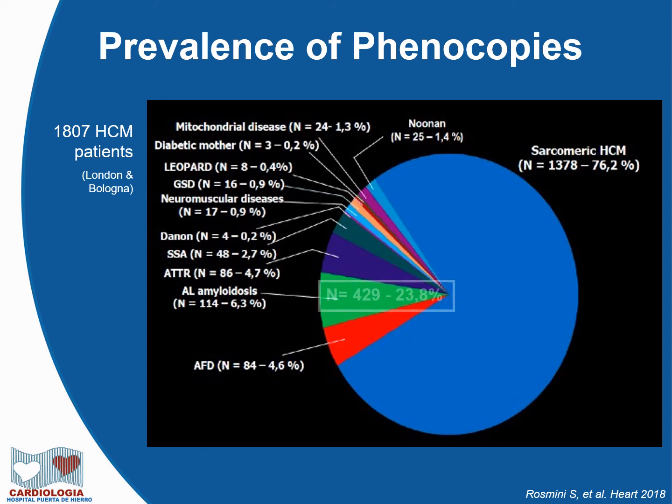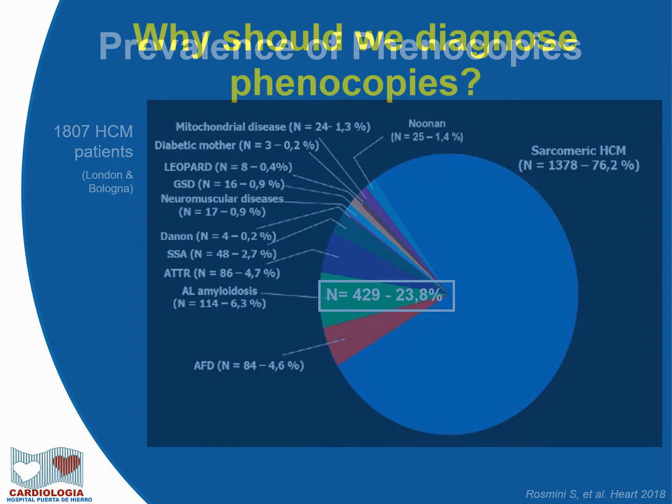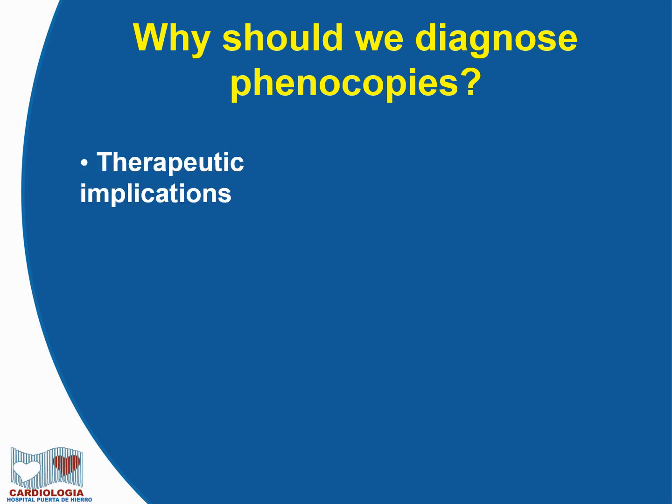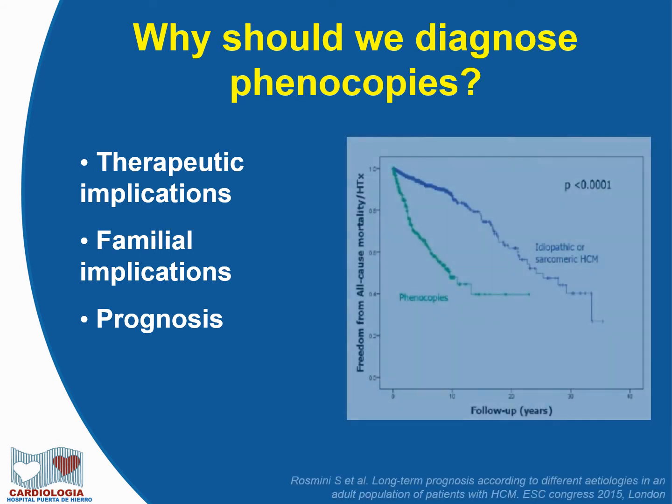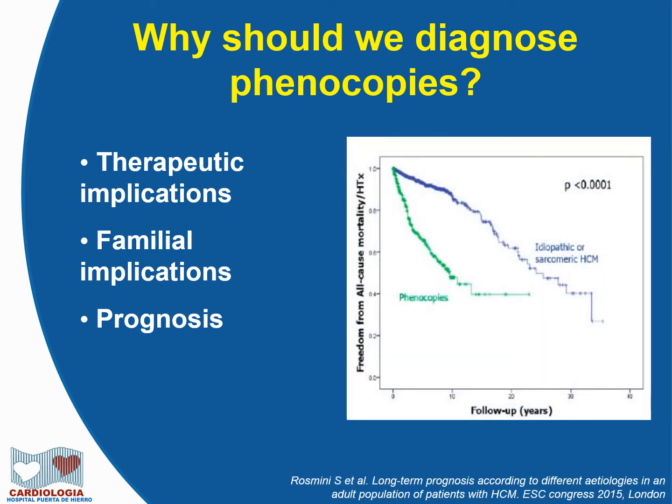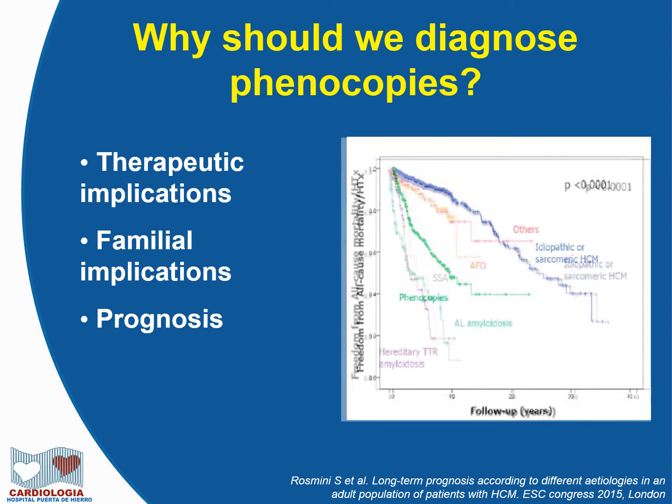Why is this important? Should we diagnose phenocopies? Yes, because of the therapeutic implications, the familial implications, and prognosis. Here you can see the prognosis of sarcomeric HCM versus phenocopies, and you can see that it's worse in phenocopies, so we need to diagnose these patients early.